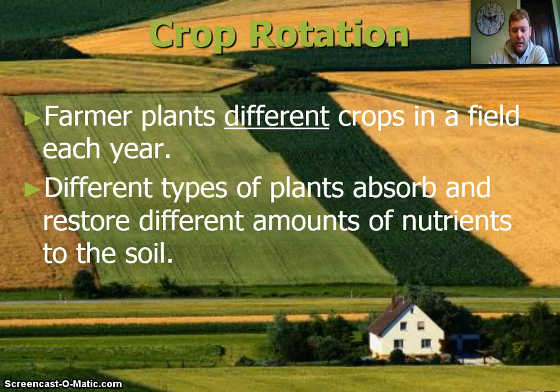Crop rotation. This is also something that a lot of farmers around here do. The farmer plants different crops in a field each year. The different types of plants absorb and restore different amounts of nutrients to the soil. So in one year, this might be corn, next year it might be beans, the next year it might be wheat. So you never plant the same crop in the same field more than 2 years in a row.